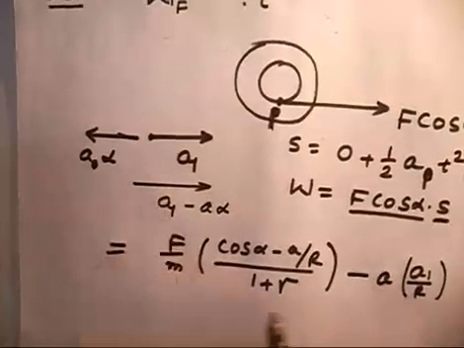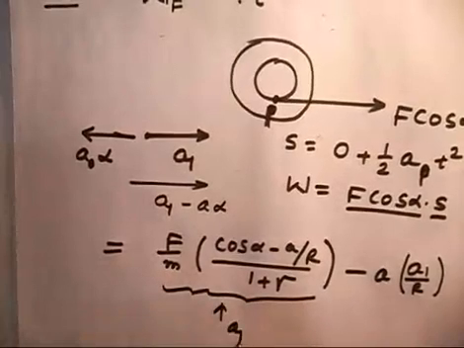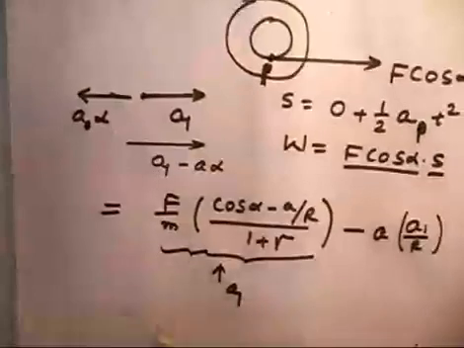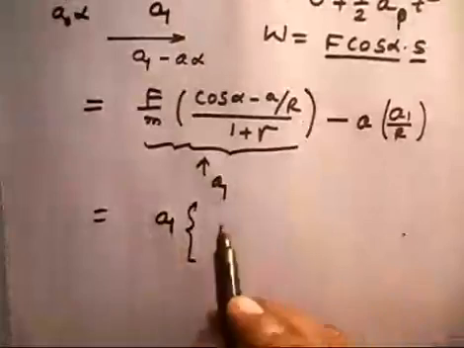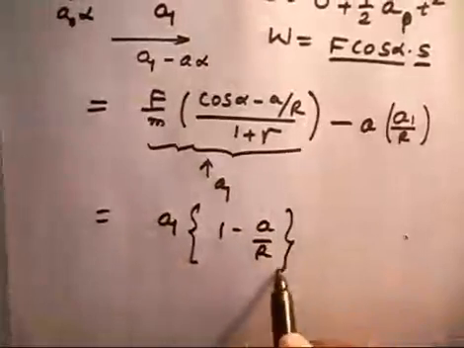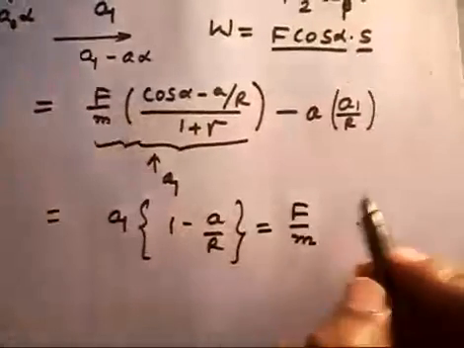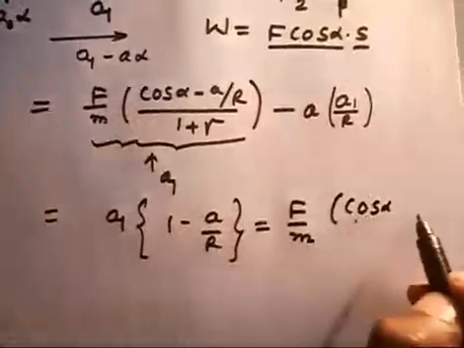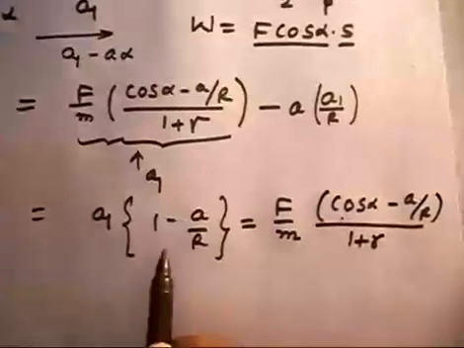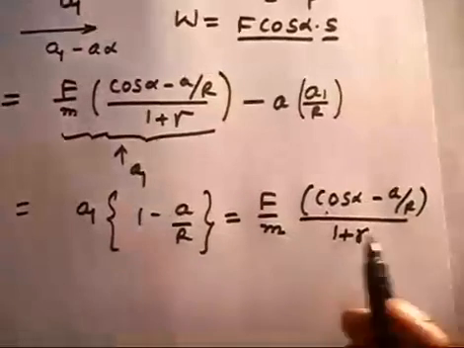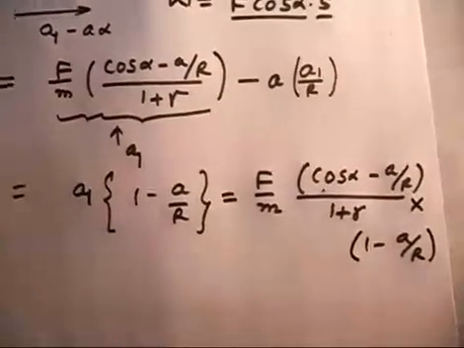So let us calculate. This whole term is A1, and this is a into A1 by R. If I take A1 common, I can do better: 1 minus a by R. And A1 is this total number: F by m times cos alpha minus a by R, divided by 1 plus gamma, into 1 minus a by R. So this is the acceleration of this point.